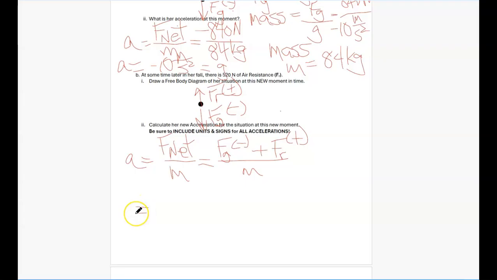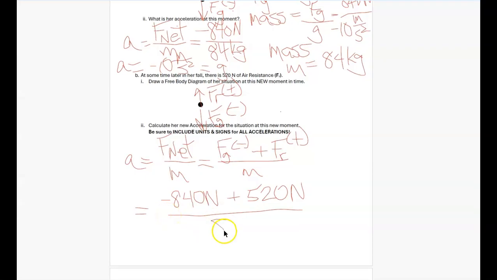Well, we know all three of these values now. We know her weight is negative 840 newtons. That's the direction of the force and the magnitude, plus her positive air resistance pointing up is 520 newtons up, and then we divide that by her 84 kilograms of mass, and mass is always going to be positive. We add the two together on the top, we get minus 320 newtons of net force. In other words, it's still a force pointing downwards, just less than her weight, divided by 84 kilograms.